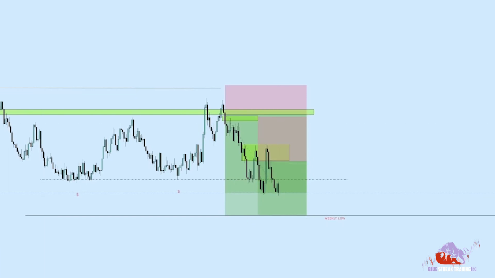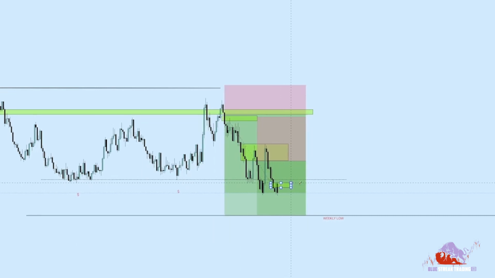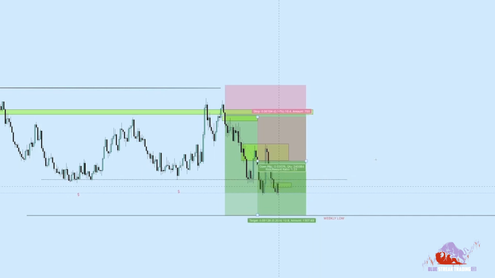Let's zoom in here. See what else we got. We got a fair value gap right here. Boom. We got price tapping into it. If you want, you can add another position, a smaller position right there. That's price respecting order flow. Price coming down, pulling back up to this order block, rejecting, that's price respecting order flow.